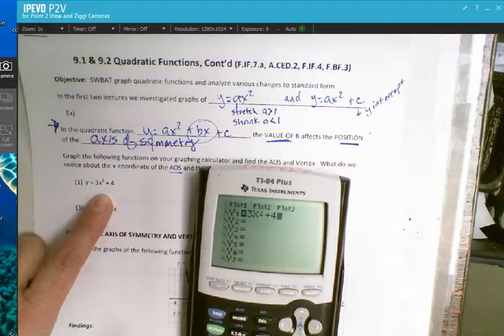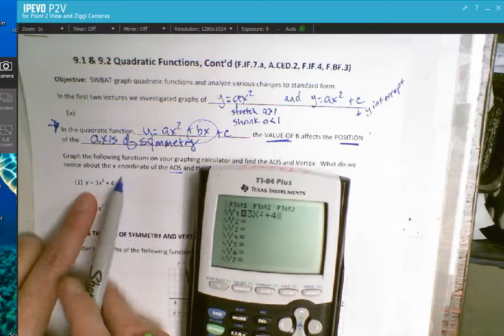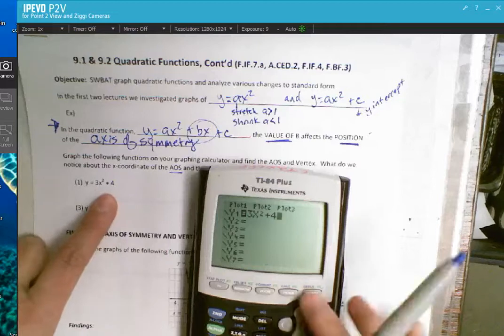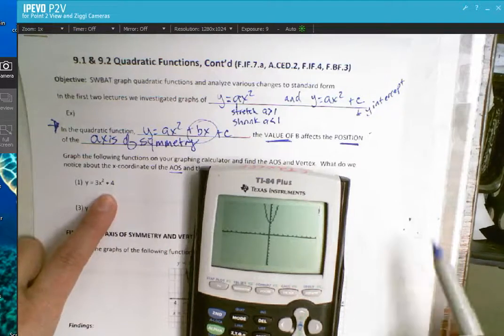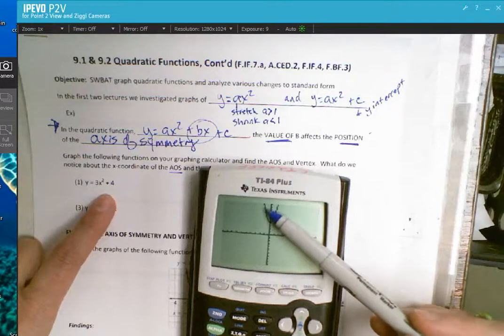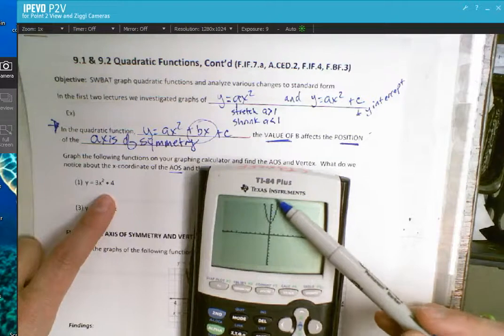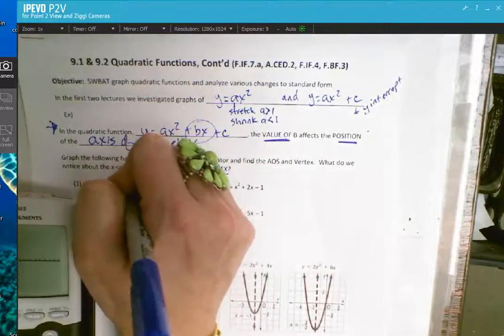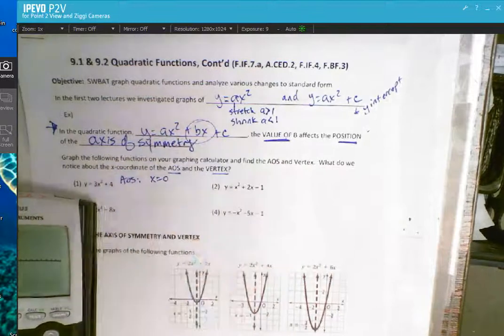Then we want to take a look and see where our vertex is. So the y-intercept means it's crossing the y-axis at my c term, which is plus 4. So if I graph those out, we can confirm what's going on. I know that my line of symmetry is what goes right through the parabola, so it's x equals 0. So my axis of symmetry is x equals 0.